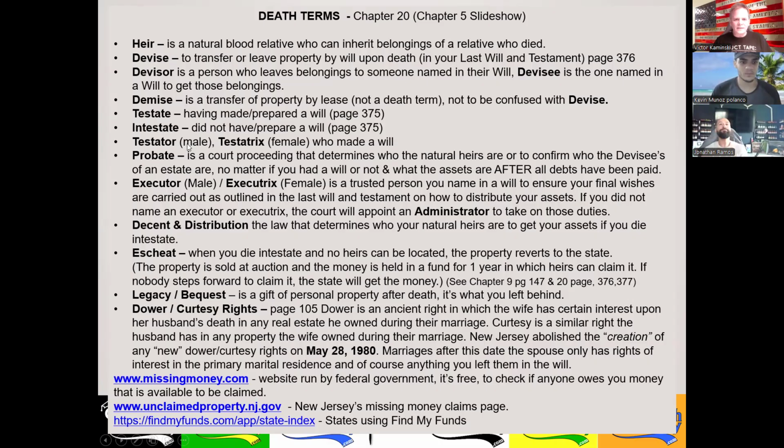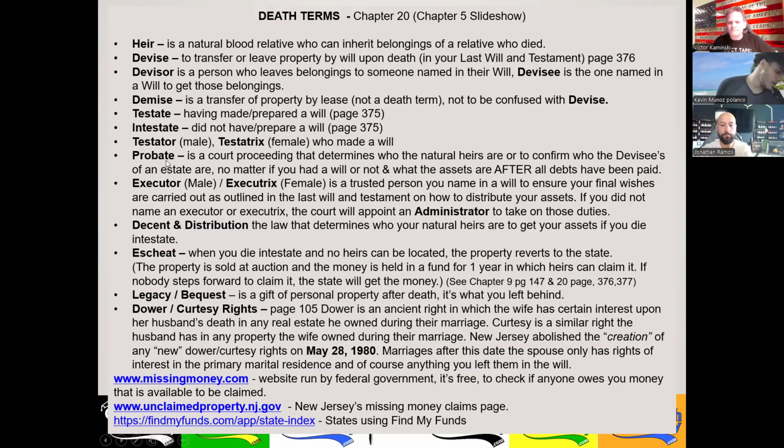Testator is a man who makes a will, and a testatrix is a woman, a female who makes a will. Yes, gendered terms once again. I thought you were getting into Latin. These are Latin terms, terms that are used in legal terminology here.